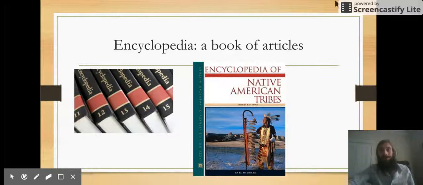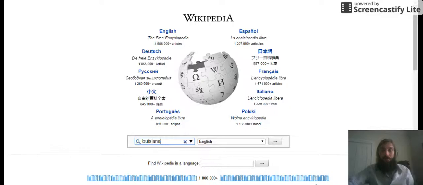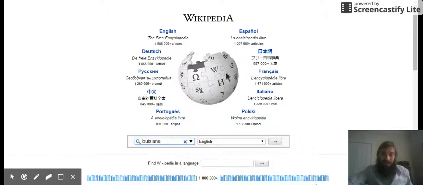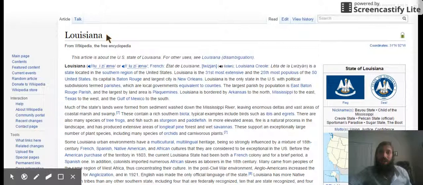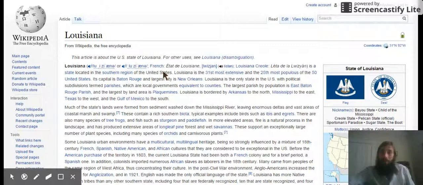A lot of people nowadays use an online encyclopedia known as Wikipedia. You can look up different subjects like Louisiana and check out articles on these different subjects. And it's a great source of information.